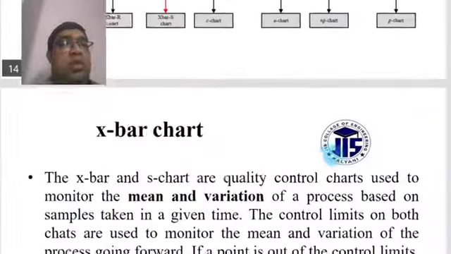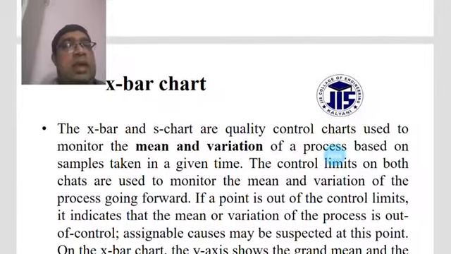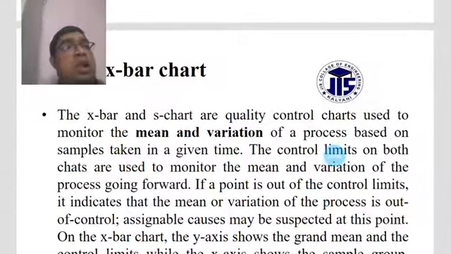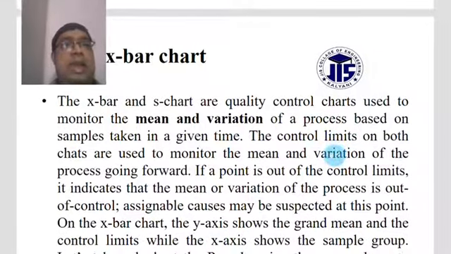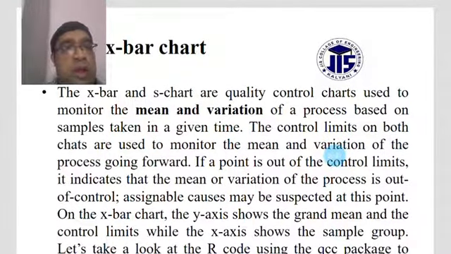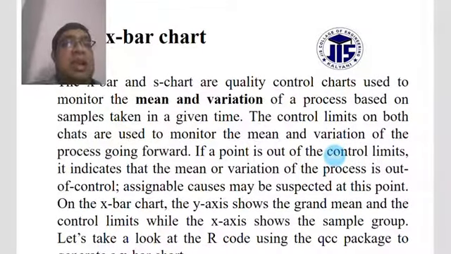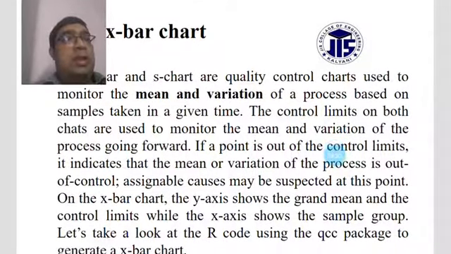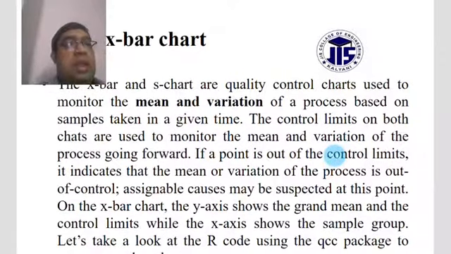Next, we have the X bar chart. The X bar and S charts are quality control charts used to monitor the mean and variations of a process based on samples taken in a given time. The control limits on both charts are used to monitor the mean and variations of the process going forward.